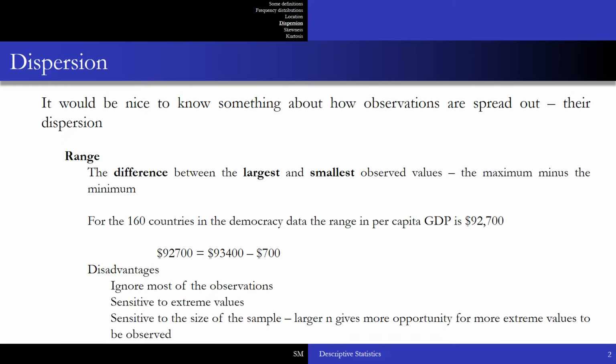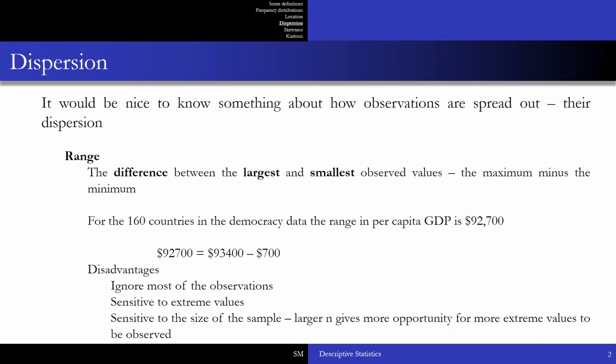The range is the difference between the largest and the smallest observed value, the maximum minus the minimum. For the 160 countries in the Demography dataset that we've already looked at, the range in per capita GDP is $92,700. We get that number by subtracting the smallest value that we observe from the largest value. So we subtract $700 from $93,400, which is the highest observed per capita GDP, and that gives us the answer 92,700.